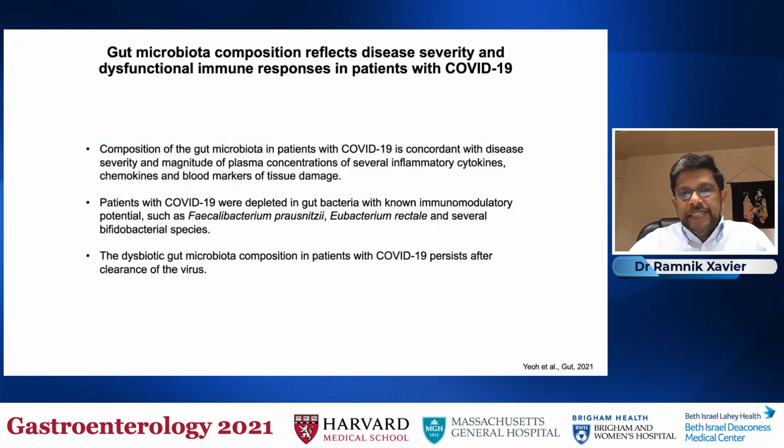So what we identified here is that the composition of the microbiota in patients with COVID-19 is concordant with disease severity and the magnitude of plasma concentrations of several inflammatory cytokines and chemokines. In patients with COVID-19, we found a depletion of bacteria that make short-chain fatty acids, for example, Faecalibacterium prausnitzii or Eubacterium rectale, and several of those bifidobacteria species that I initially told you are important colonizers in the newborn. And in the short-term follow-up studies, this altered microbiota appears to persist even after clearance of COVID-19.